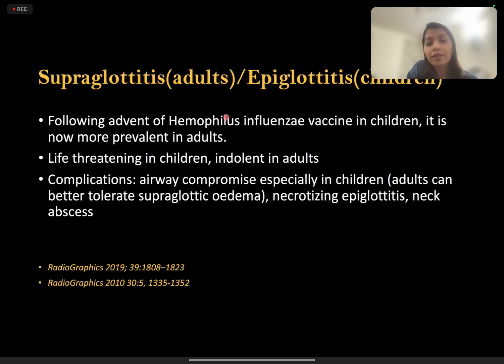And why is it so? Because adults can tolerate the supraglottic edema a bit better compared to children, whose airway space is small. That's why they can't tolerate it, and it can lead to a life-threatening condition. Complications can be necrotizing epiglottitis and neck abscess.